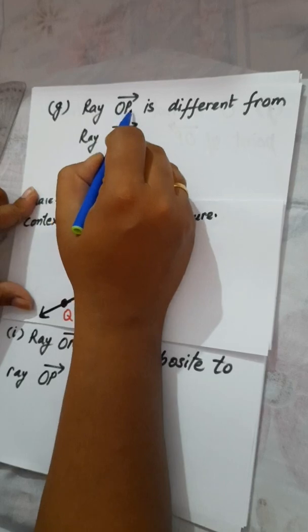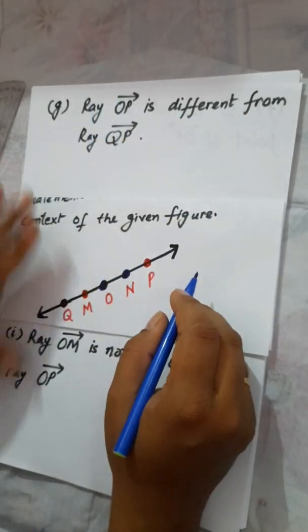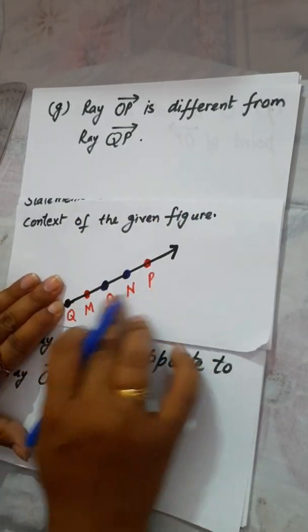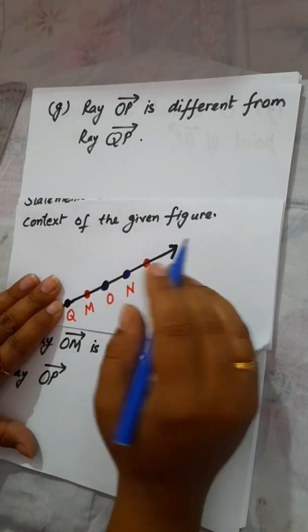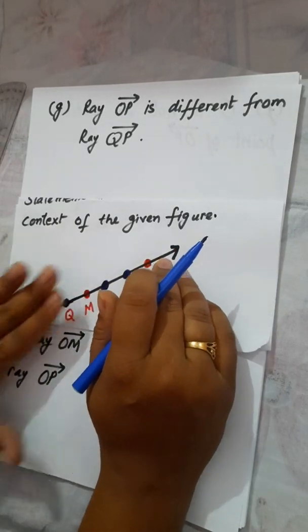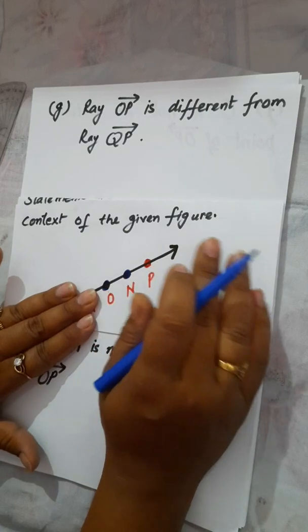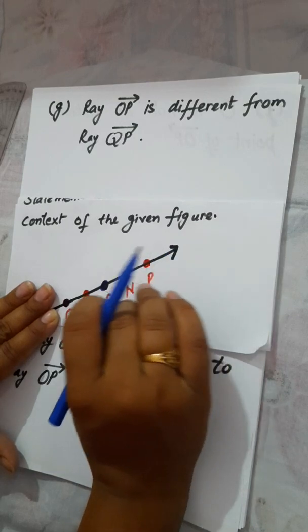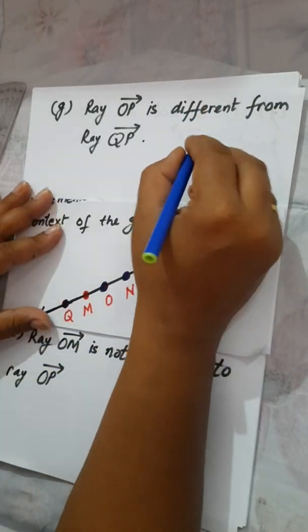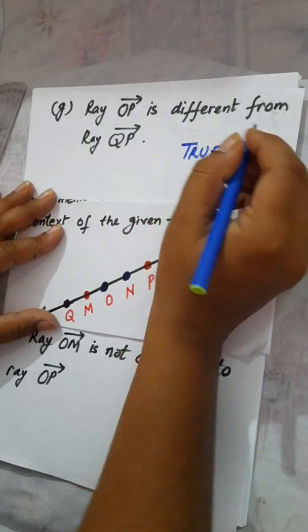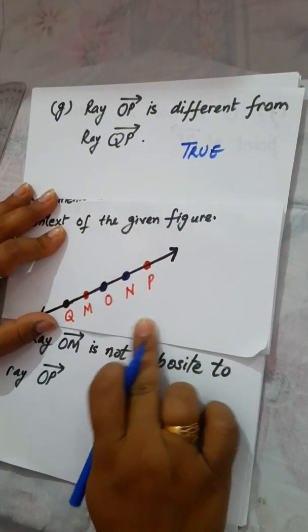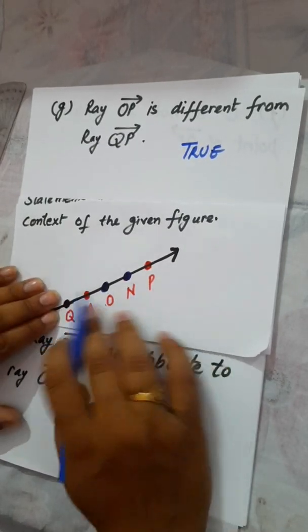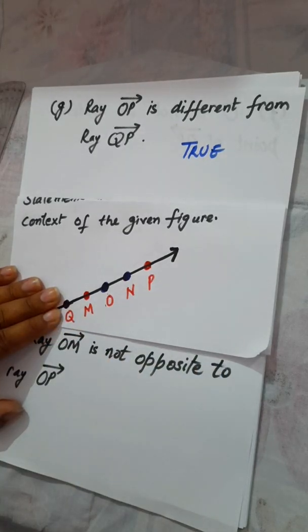Here we have ray OP is different from ray QP. OP ray is this, and QP ray is this. So this is clear. Ray OP is different from ray QP, because here the starting point of ray OP is O, and in QP the starting point is Q. So this is true. Yes, because the starting point of ray OP is O and the starting point of ray QP is Q. So your statement is true.